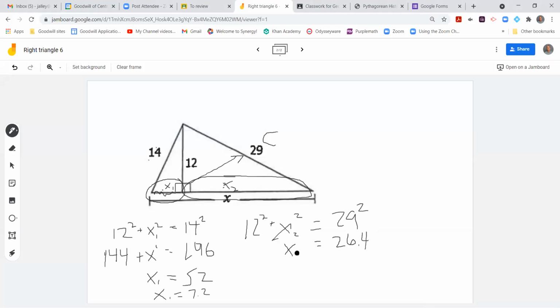These numbers get pretty big once you start squaring them. Square root brings them back down to size. That's actually the square root of 697. I have no idea if that's a perfect square or not, so you have to use a calculator. Square roots are always pretty much going to be like that, unless it's a perfect square. So how much is the total length of x? Now you've got to add those two pieces together. 7.2 plus 26.4 is 33.6. That's how long the total length of x is on the overall large triangle.